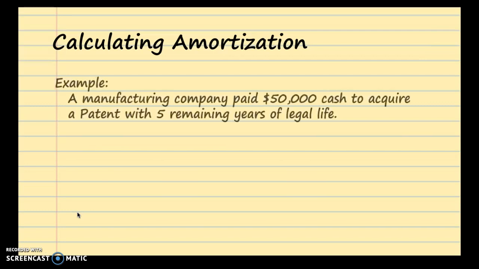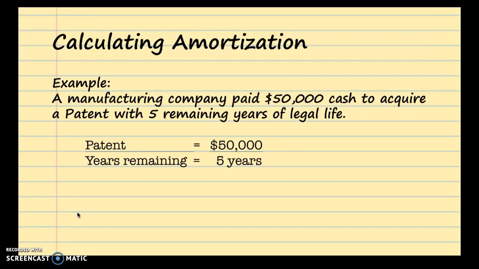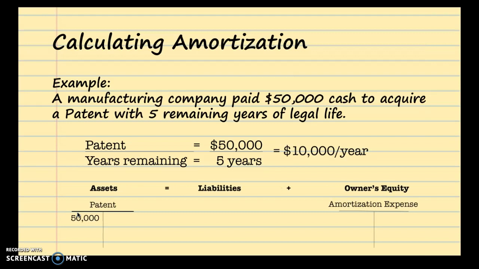To find the expense, you must divide the amount the company paid for the patent, which in this case is $50,000, by the remaining years of legal life, 5 years. The patent decreases in value by $10,000 per year until the end of its legal life. The amortization expense of the patent for 1 year is recorded here. $10,000 is credited from patents, and $10,000 is debited to the amortization expense account.